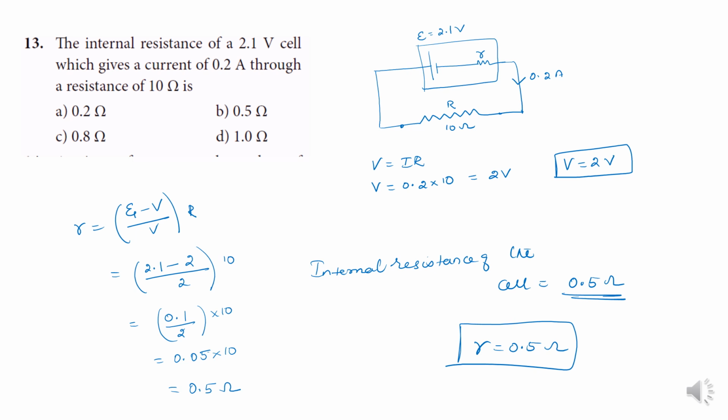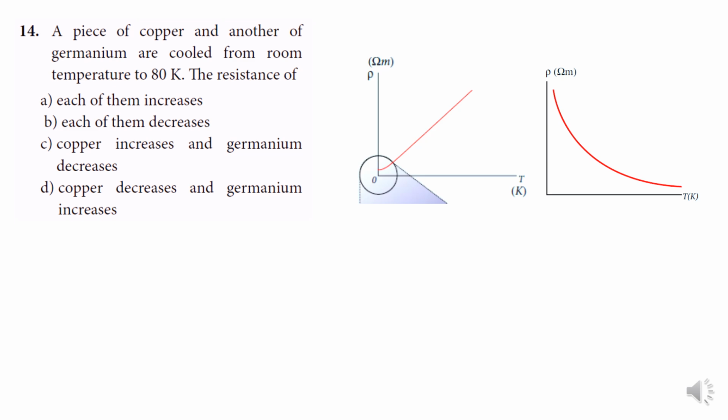Question number 13, option B. Question number 14. A piece of copper and another of germanium are cooled from room temperature to 80 Kelvin. The resistance of option A, each of them increases; each of them decreases; copper increases and germanium decreases; and copper decreases and germanium increases. So we have to look into the graphs given on page number 95 and 96, I guess.